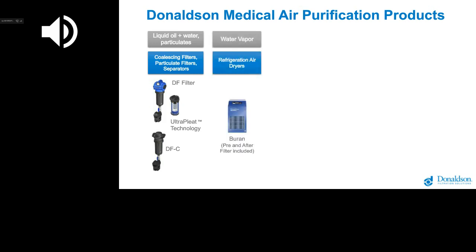So the second one, removing first, let's say, the main portion of the water vapor, can be done by a refrigerant dryer. And I would like to highlight here that our Buran refrigerant dryer range already includes a pre and an after filter. So in this case, it's not required to have some extra pre-filter in order to protect the refrigerant dryer. This is already included here. And this has of course some benefits for you as a user, because you do not need that high effort for installing additional filters in your piping system.